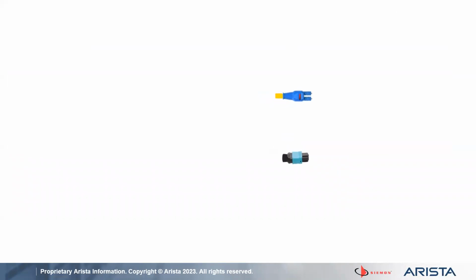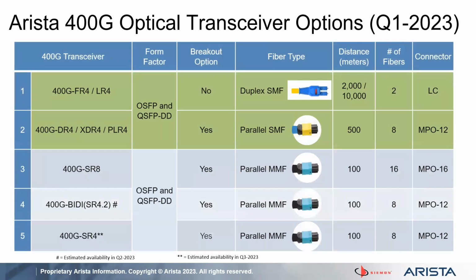And if we look at the 400 gig front, there are really 5 basic options. Again, at the top in the greenish color is the single mode, and down at the bottom are the multi-mode options. Highlighting a few things here, the top runners in terms of volume and usage are number 1 and number 2.